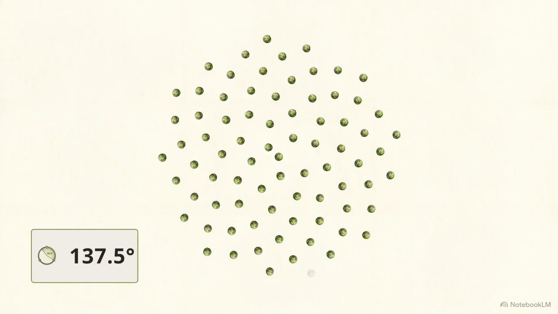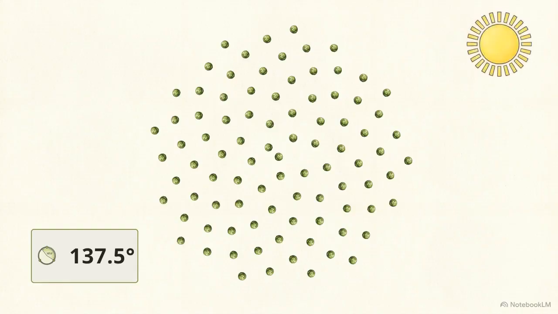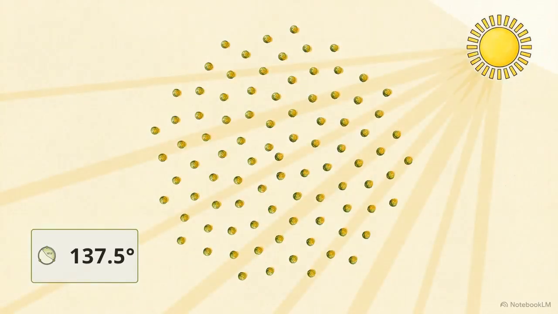Nature relies on this highly specific, irrational angle because it guarantees that no two buds will ever perfectly align with each other, no matter how many layers grow. By ensuring the leaves never overlap, every single floret receives an unobstructed path to the sun.